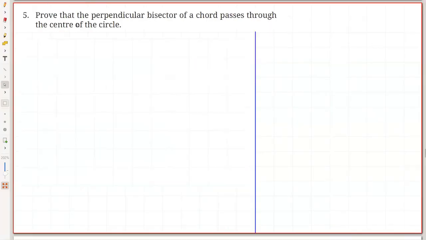Now, question number 5: prove that the perpendicular bisector of a chord passes through the center of the circle. We have learned this as a theorem, but we have to give the proof. For that, first you have to draw a circle and take the perpendicular that bisects the chord. Then we have to prove that the perpendicular is passing through the center.